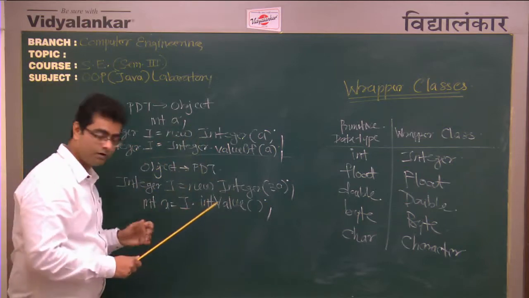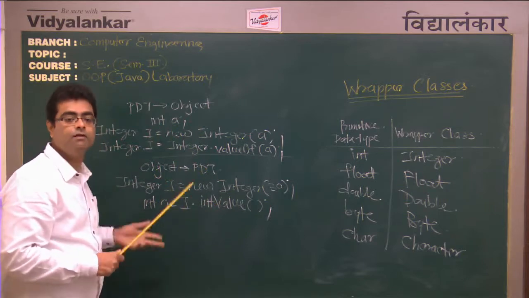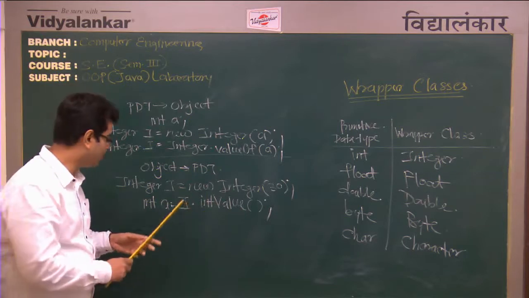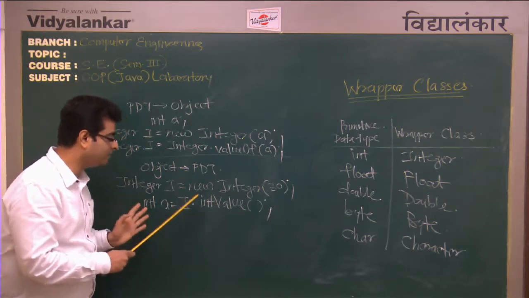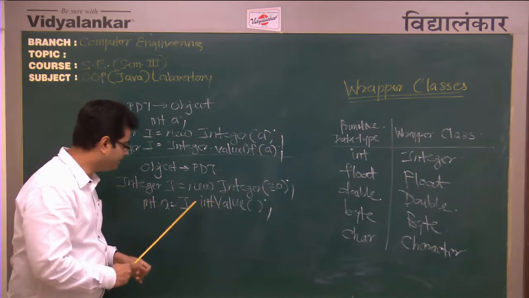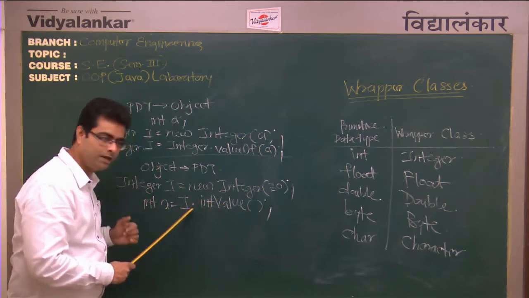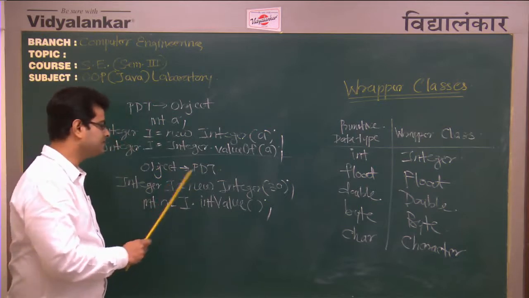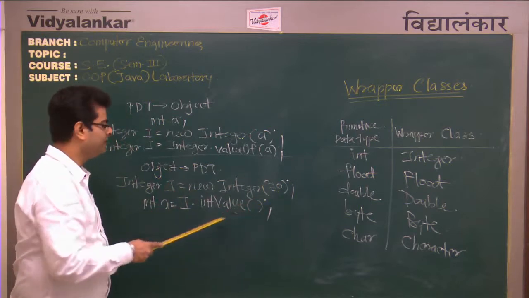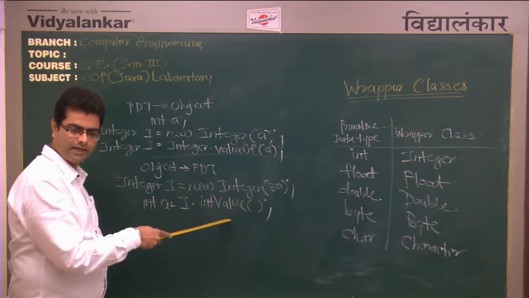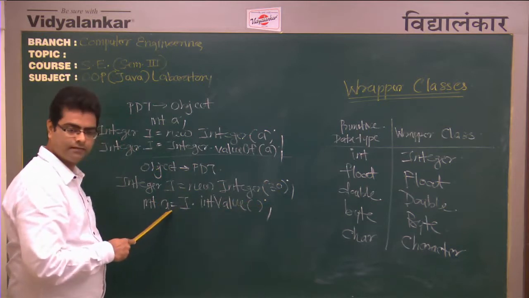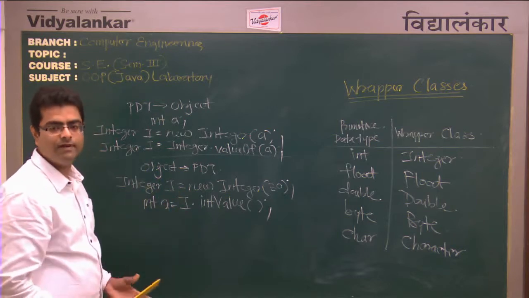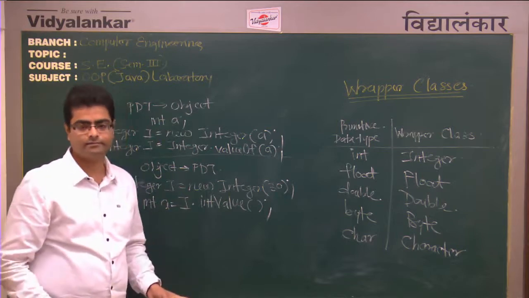For example, if I want to have a float value, then the method is floatValue, doubleValue, charValue, and so on. So I need to write I, that is the object, dot intValue. It will convert this object into primitive data type and store it inside the integer variable. So if the object is holding a value 30, it will get converted into primitive data type int and stored inside a. So after writing this statement, if I display a, I will get a value of 30.